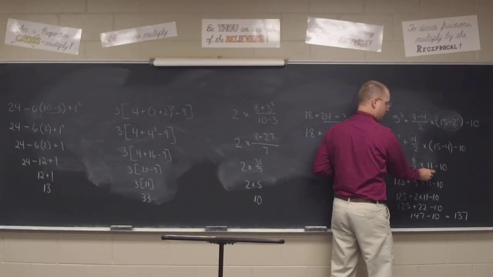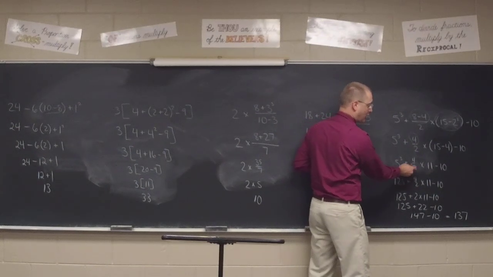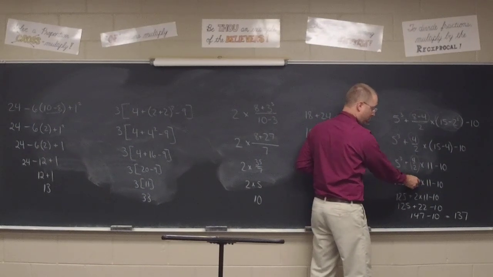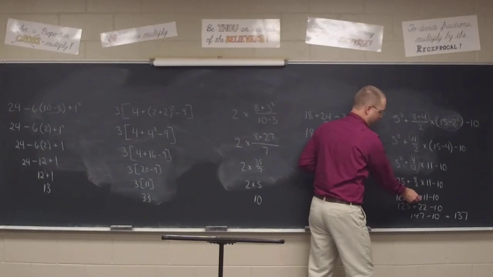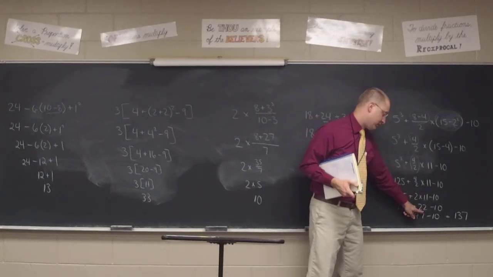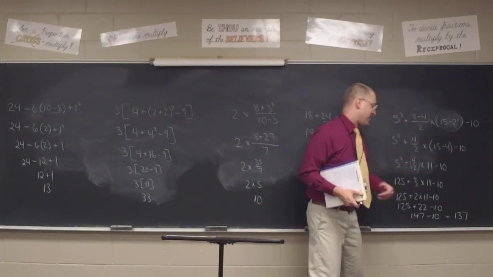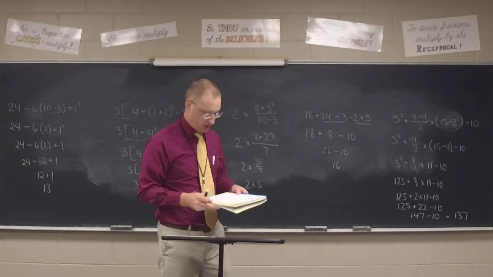Then 15 minus 4 gives us the 11. Then I'll take care of the exponent. Technically, I could also take care of this division as well because it's disconnected. To get the 2, I went ahead and did it in a separate step. Then I've got the multiplication of 2 times 11. Then I've got all addition and subtraction. So I add and then subtract the 10, and that's where we should have gotten the 137.